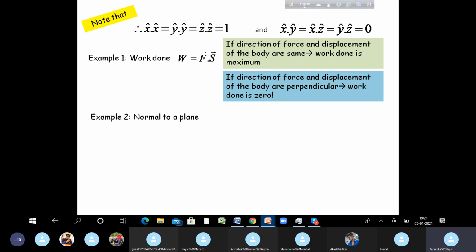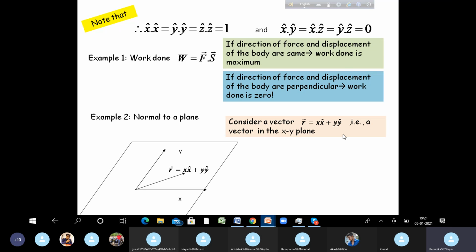Example, a very important example which you might not have encountered before, is the normal to a plane. Okay, how do we find the normal to a given plane? Let's consider a vector r, which is x cap plus y cap, which means that the vector r is a vector in the xy plane. Any vector in the xy plane can be written in this manner, x cap plus y cap. So this is what I'm talking about. This is the xy plane, and this is the vector r, x cap plus y cap.